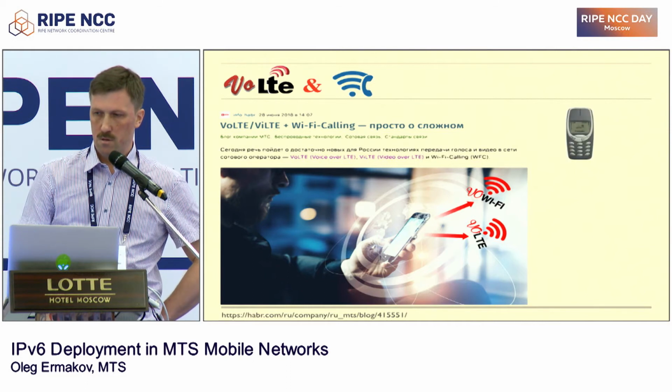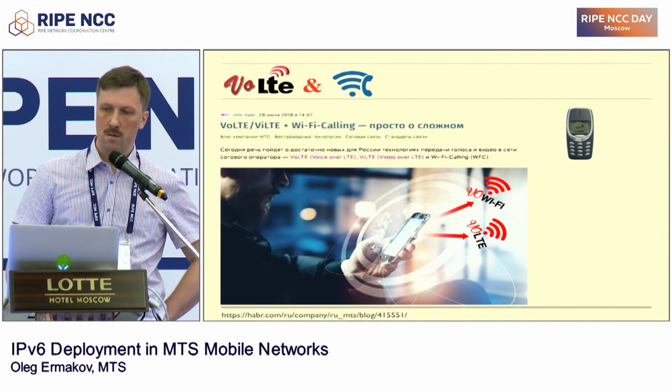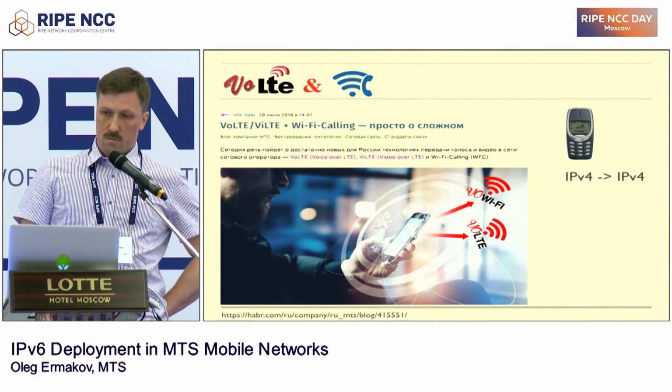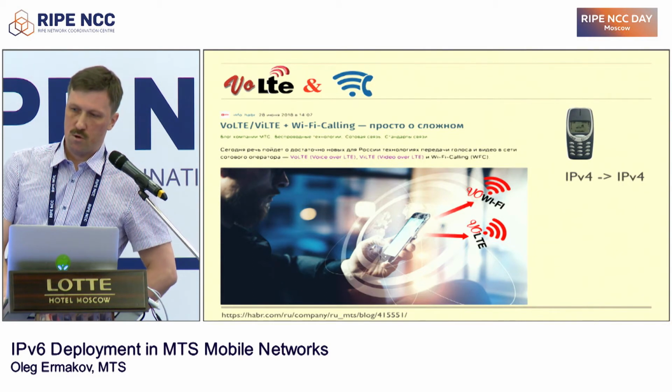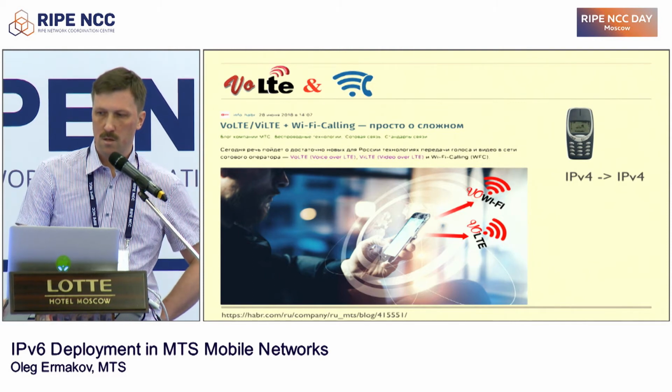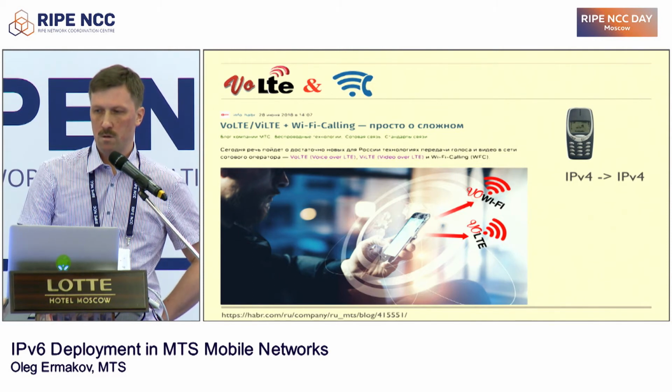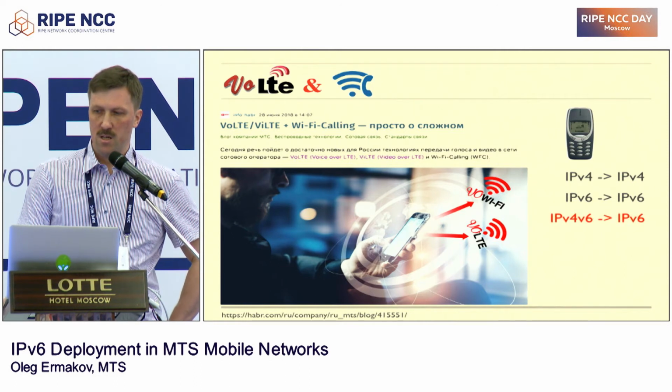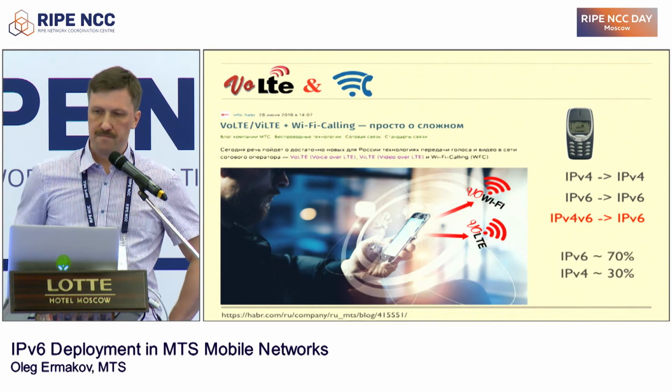Probably you know about VoLTE and VoLTE Wi-Fi calling. When we implemented it, this is how we did the settings of the network. If the phone for a specific APN requests IPv4, it gets IPv4. If it requests IPv6, it gets IPv6. But if it's requesting IPv4v6, it's getting IPv6.